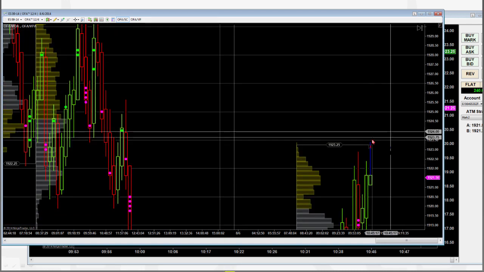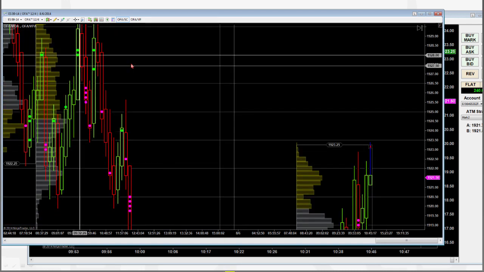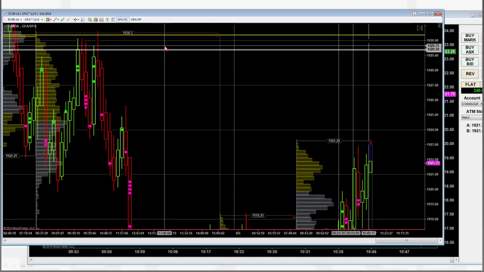See that low volume area right here from yesterday? 23, 23 quarter. Doesn't mean price won't go higher.